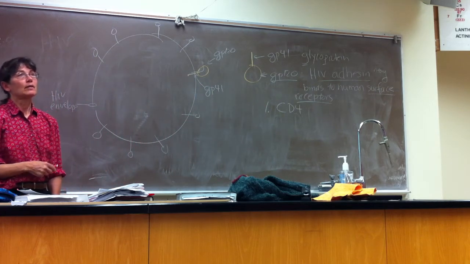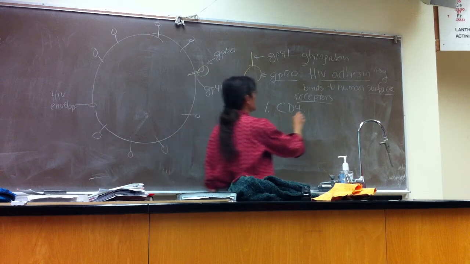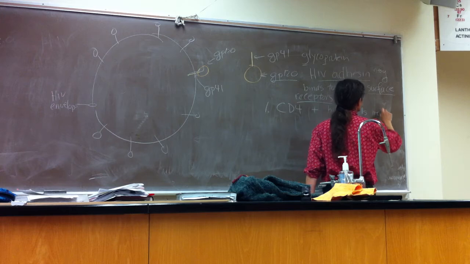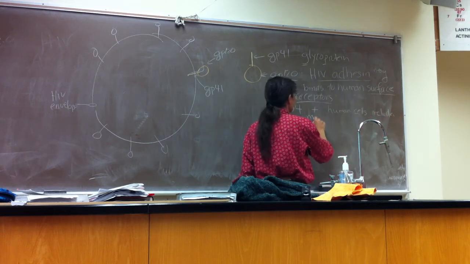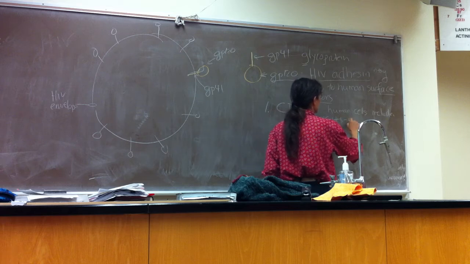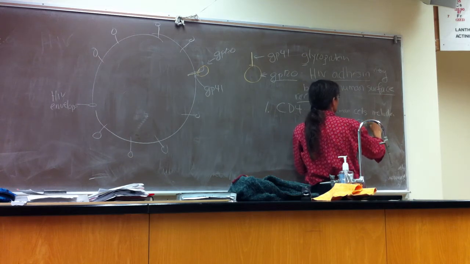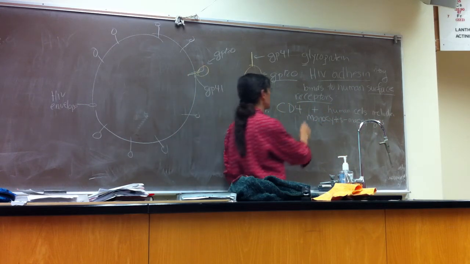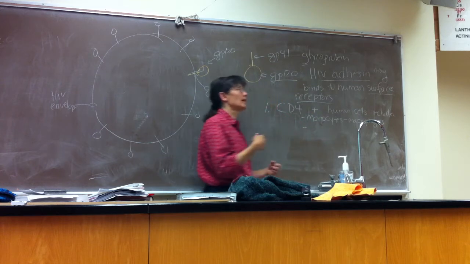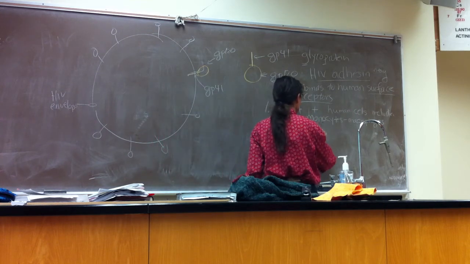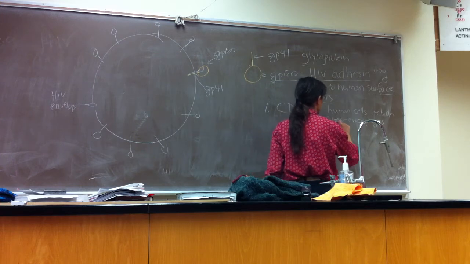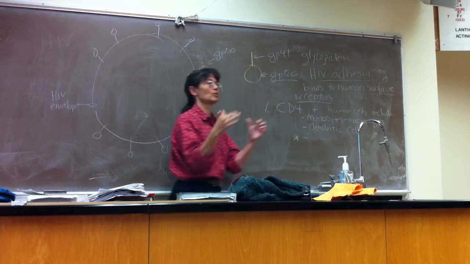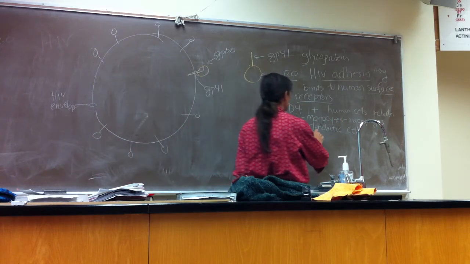CD4 is found on some really important cells in our body. So CD4 positive human cells include monocytes and macrophages. Monocytes mature into macrophages, so that's why I'm putting monocyte-macrophage. And then a cell that has a similar function called a dendritic cell. And the cell that I'm going to put a star by, you guys, because this is like the most important cell of our entire immune system, our T helper cell.